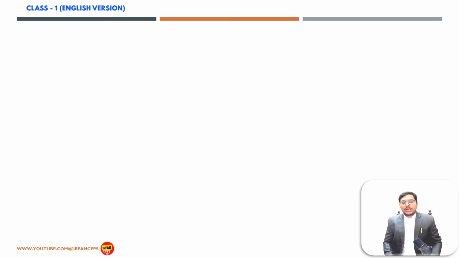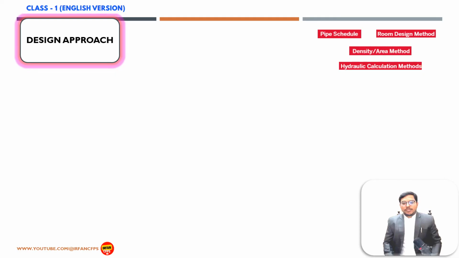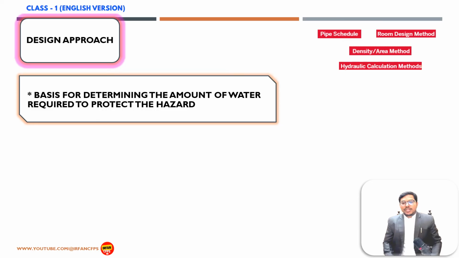The third most critical component is design approach. Design approach is the basis for determining the amount of water required to protect the hazard. There are a number of approaches that the designer can use. The choice is usually dictated by economics related to supply availability and quantity.